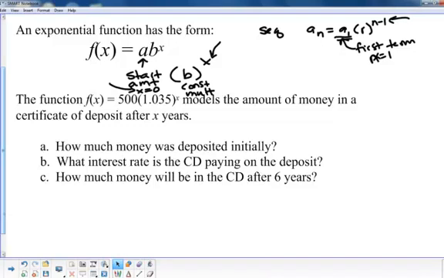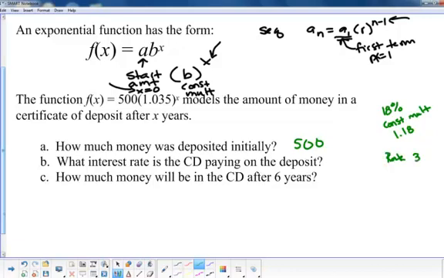So how much money to deposit initially? That'd be $500. What interest rate is the CD player paying on the deposit? Well, if you have an interest rate of like 18%, your constant multiple would be 1.18. So if you have an interest rate of 37%, you're going to multiply by 1.37.